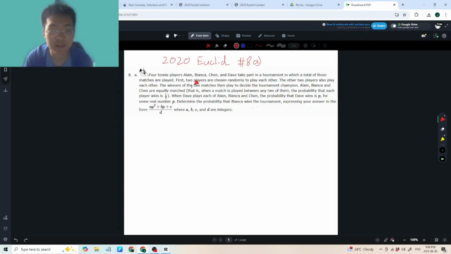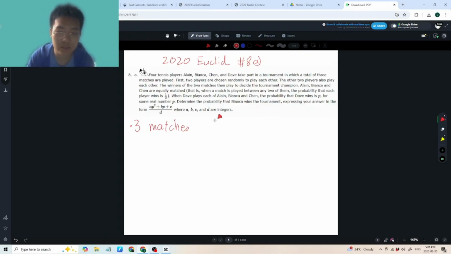So the question is like this. There are four tennis players, Alan, Bianca, Chen, and Dave, who we'll call A, B, C, and D for simplicity. They are in a tennis tournament with a total of 3 matches. The style is as follows. First, 2 players are chosen randomly to play each other. Then the other 2 players also play each other. Then the winners of the 2 matches play each other to decide the tournament champion.